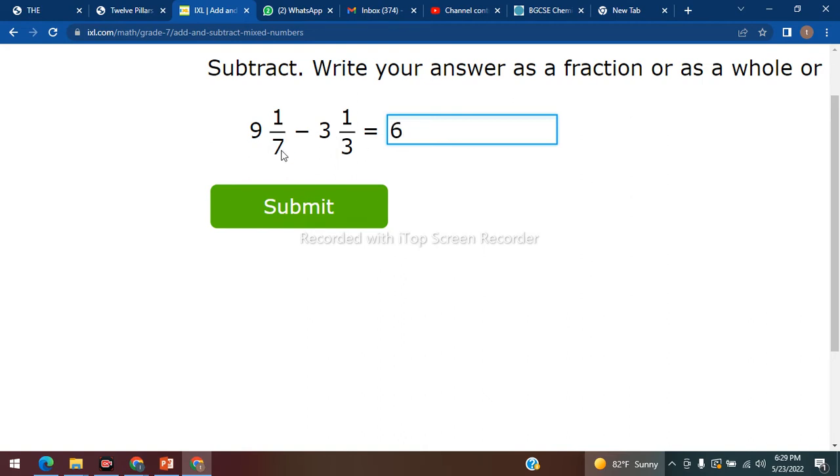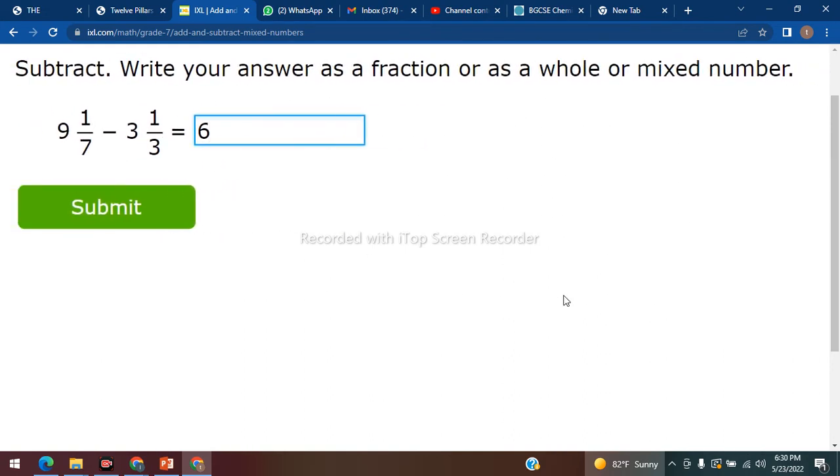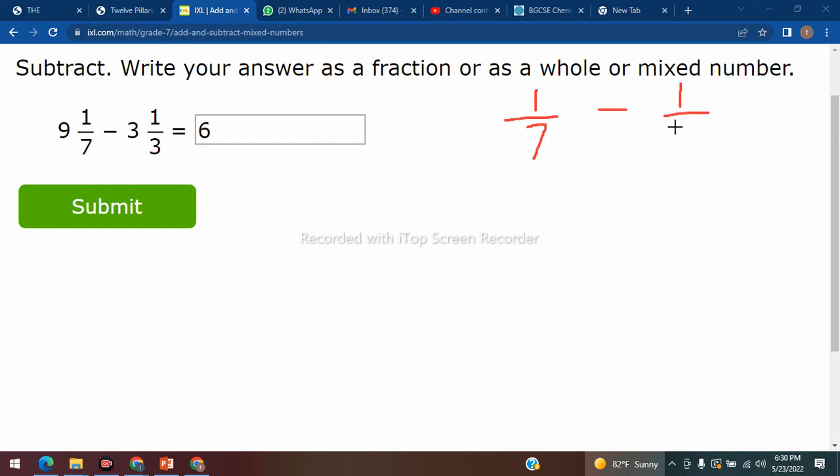These two are not like fractions, so we have to convert them, right? So what we have is 1 over 7 minus 1 over 3. What's the lowest common multiple between these two? 21. What times 7 is 21? 3. Whatever we do to the bottom, we must do to the top. What times 3 is 21? 7. The multiplication tables are on point. That's very good.